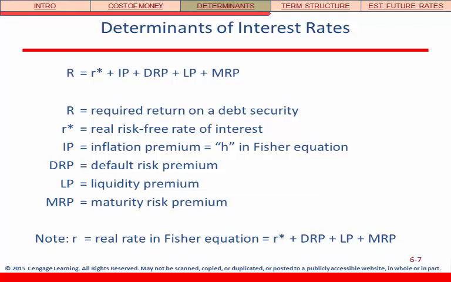You've got a default risk premium. What are the chances that a company or somebody might default? A liquidity premium. How quickly can I get cash out of this investment? Maturity risk premium. This could obviously be an issue with what's going to happen between now and maturity. And so you'll see that R here, or the real rate in the Fisher equation, is all of those combined, except for, notice one is missing, and that's the inflation. So the real rate is all of them not including inflation.